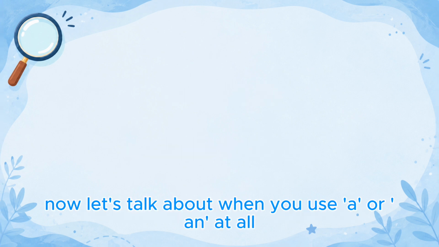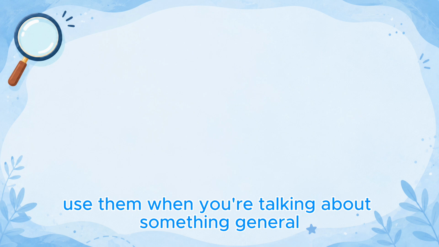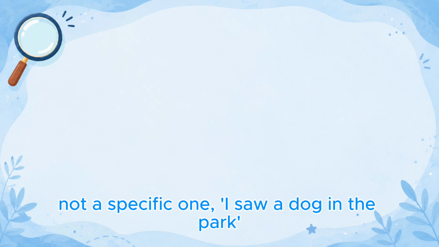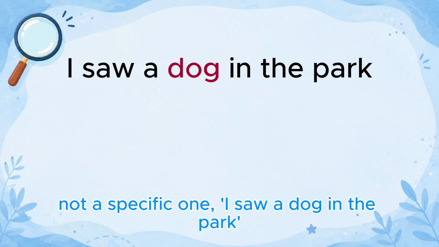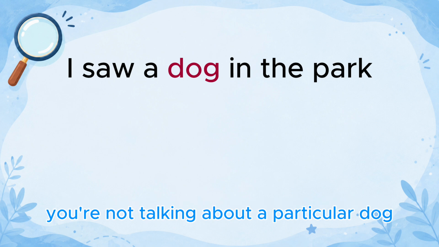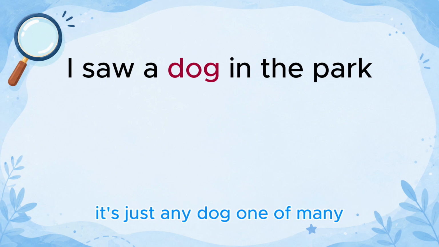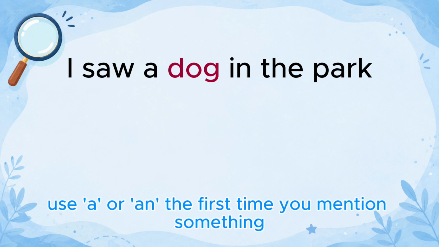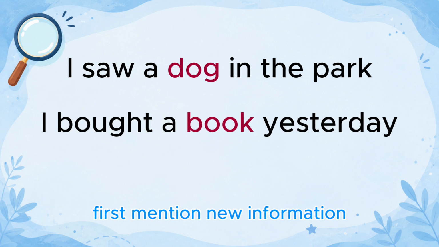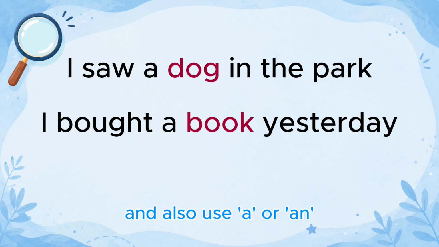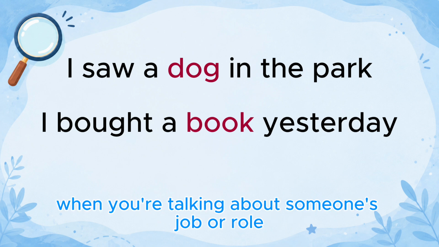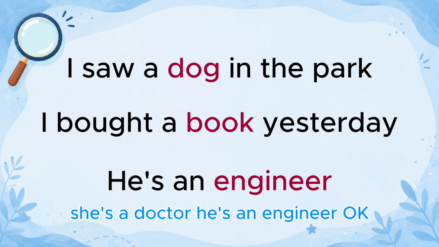Now let's talk about when you use a or an at all. Use them when you're talking about something general, not a specific one. I saw a dog in the park. You're not talking about a particular dog the listener already knows. It's just any dog, one of many. Use a or an the first time you mention something. I bought a book yesterday. First mention, new information. And also use a or an when you're talking about someone's job or role. She's a doctor, he's an engineer, okay?